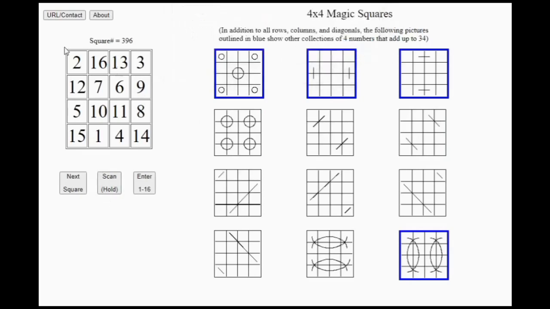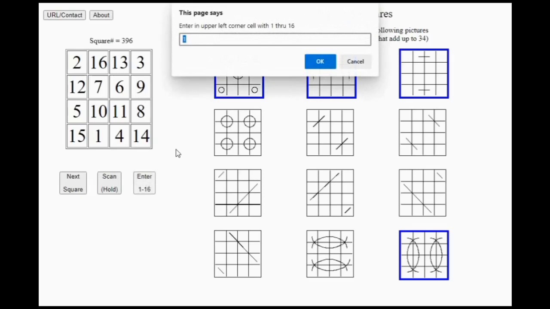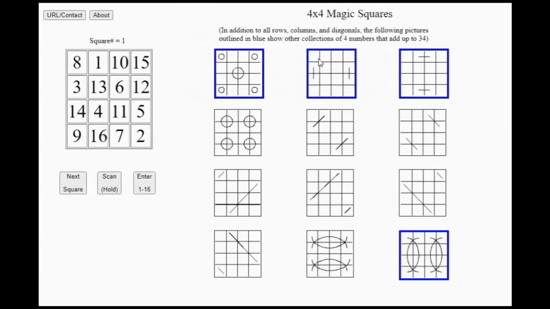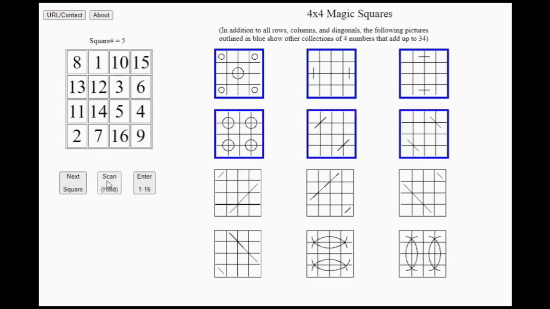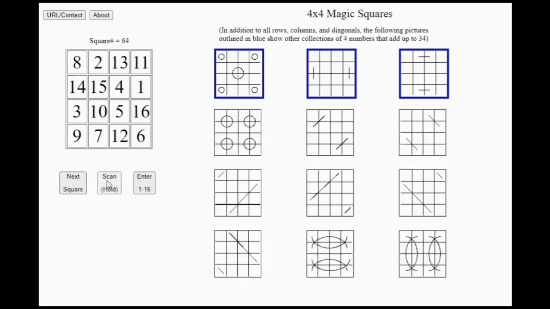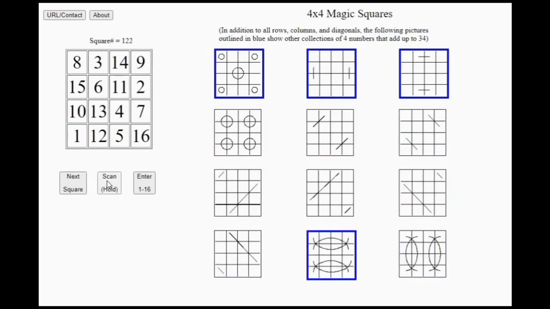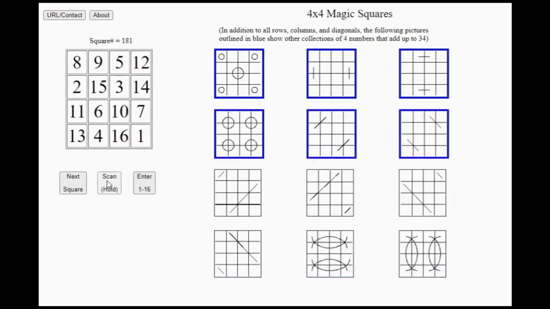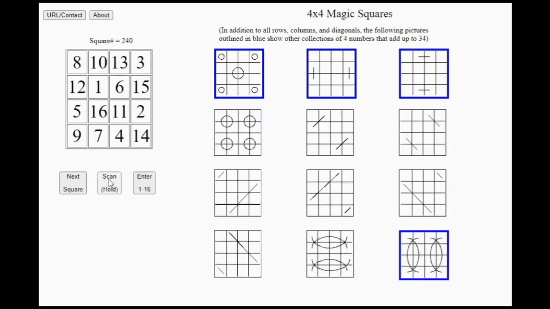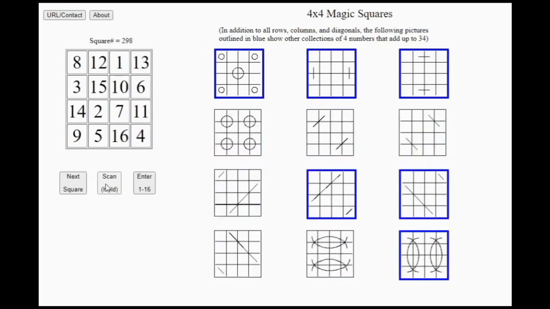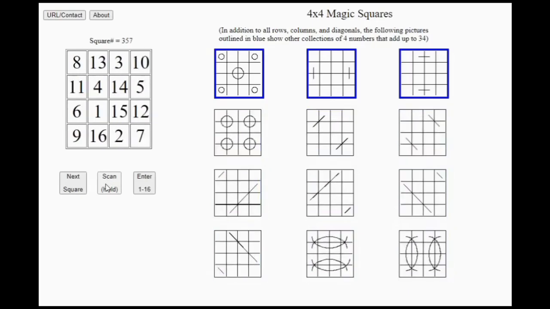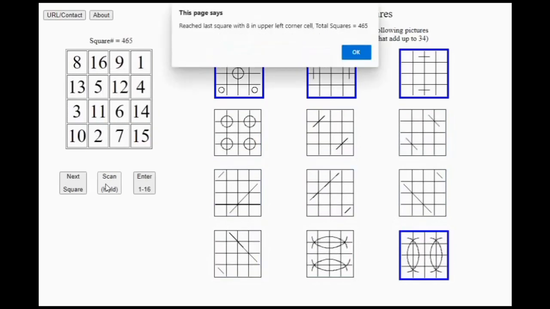Okay, how about, let's say, the number 8 in the upper left hand corner. How many of those exist? I'll take a scan, and we can now examine all squares with 8 in the upper left-hand corner. And let's see, the program says, oh, look at this. 465 of these.